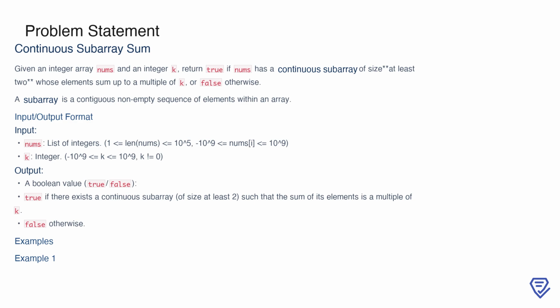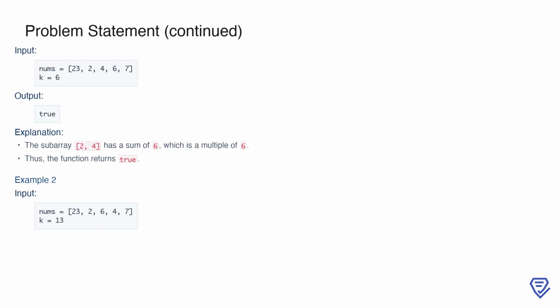Let's look at some examples to clarify how this works. In the first example, we have the array nums equal to 23, 2, 4, 6, 7, and k equal to 6. The output in this case is true. Why? Because there is a subarray, 2, 4, within the array that has a sum of 6, which is a multiple of 6. Remember, a subarray must have at least two elements, so this satisfies the size requirement as well. Since we found at least one valid subarray, the function returns true.